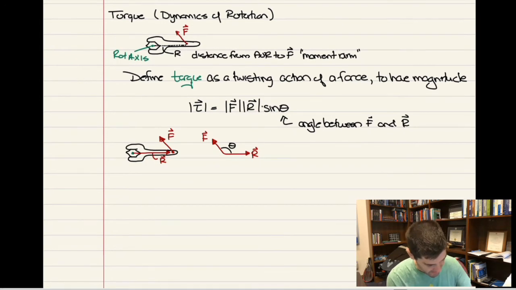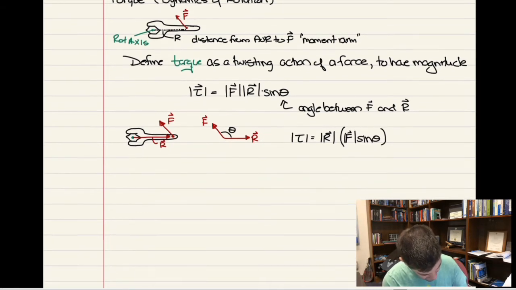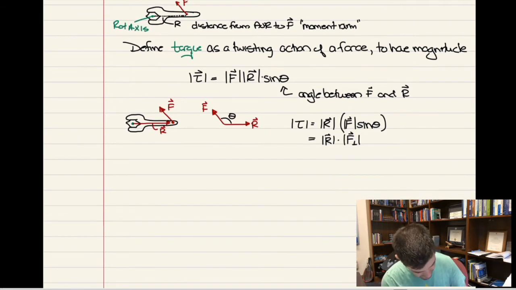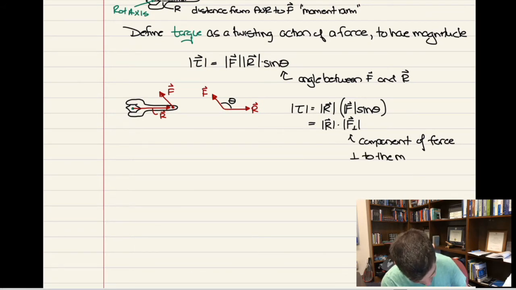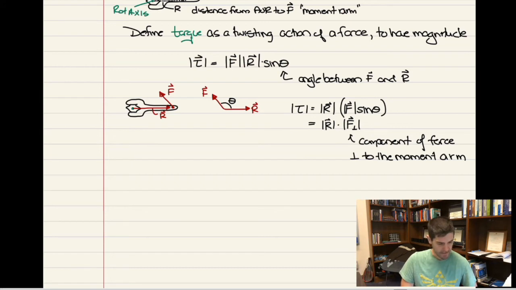Or again, if you want to think of it just as, the magnitude of tau is the moment arm times the magnitude of F times sine of theta, which you can think of as the moment arm R multiplied by, I'll call this F perpendicular, the component of the force perpendicular to the moment arm. It's only the perpendicular component that is causing any rotation to occur. The parallel component just shoves the wrench onto the screw or pulls it off the screw. It is only the part that is perpendicular to that moment arm, the length of the wrench in this case, that matters.